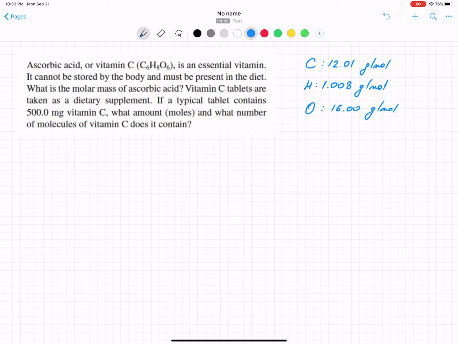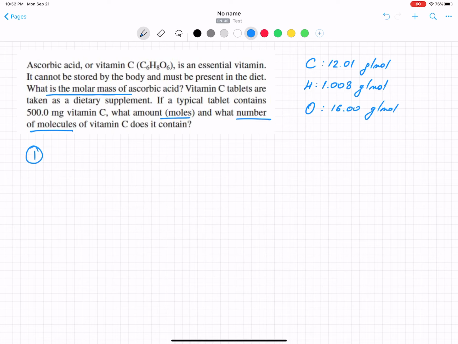So as we see here, the first question asks us to determine the molar mass. The second question, we need to find the moles. And the last question, we need to determine the number of molecules. So let's go to the first one. What's the molar mass of ascorbic acid?